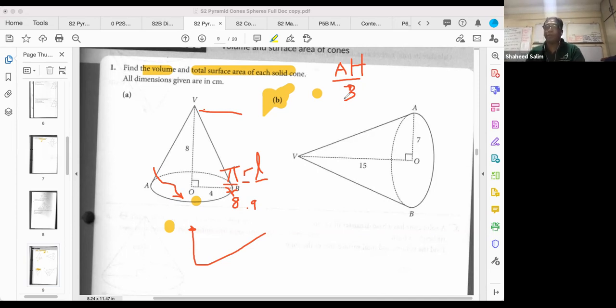But you must find area first at the bottom, which is a circle. Remember that. I think that's now we did. You will get the same answer, no problem. Just now we did the volume. It's okay.